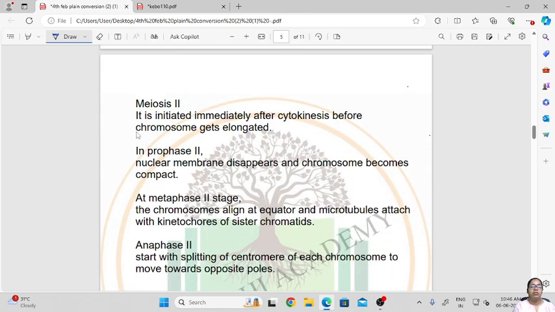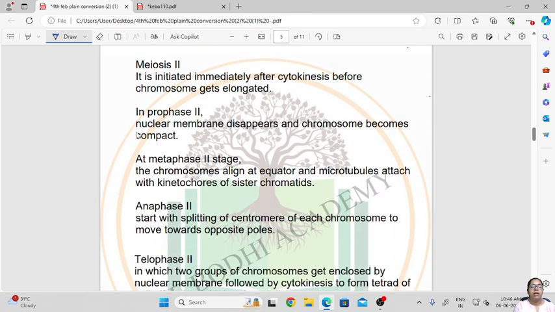So the meiosis 2 stage is initiated immediately after cytokinesis, before the chromosomes get elongated. The first phase in meiosis 2 is the prophase. In the prophase, the nuclear membrane disappears and the chromosomes become compact, and they condense at the center.